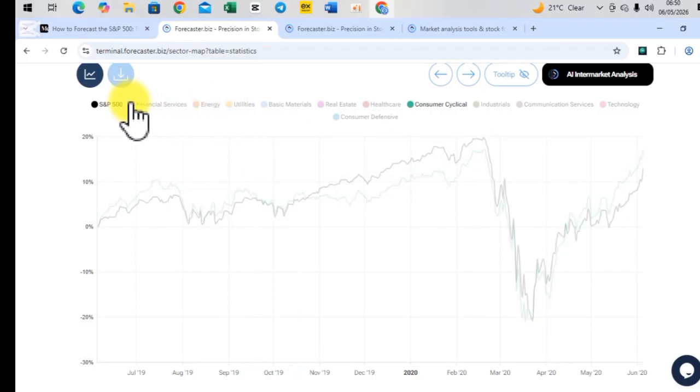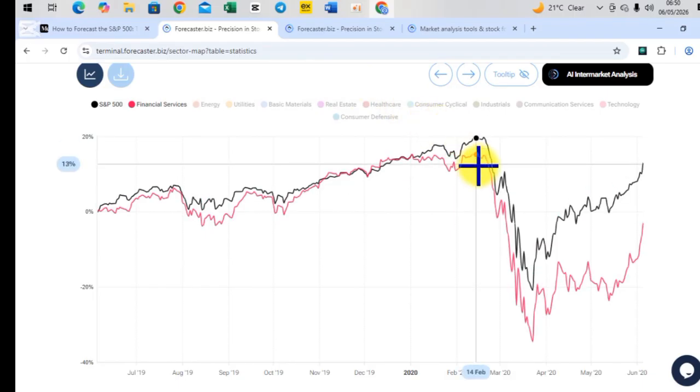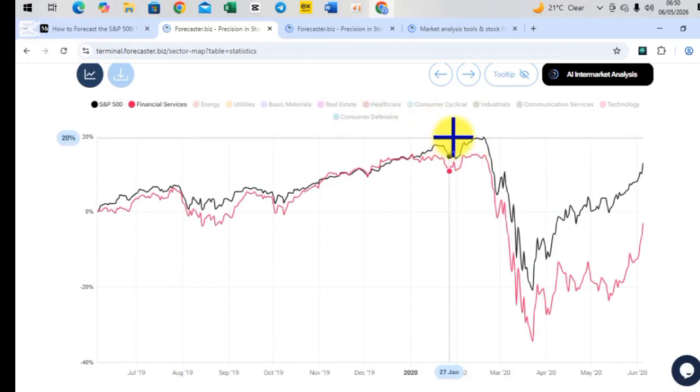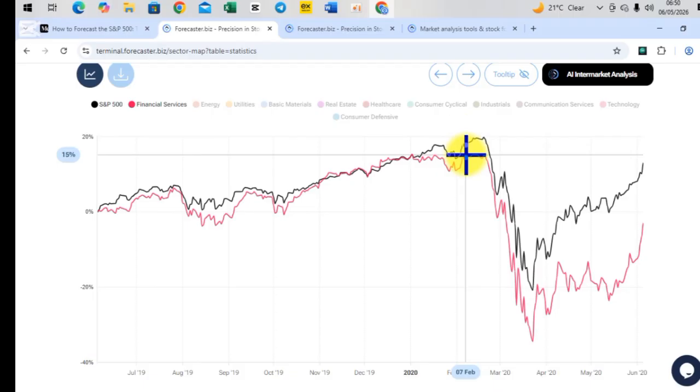We go to the financial services sector. Even if I switch off this one, are you seeing this one created a higher high? But when you look at the financial services, what do you see? Double tops. It failed to create what? A new high. So it created double tops.